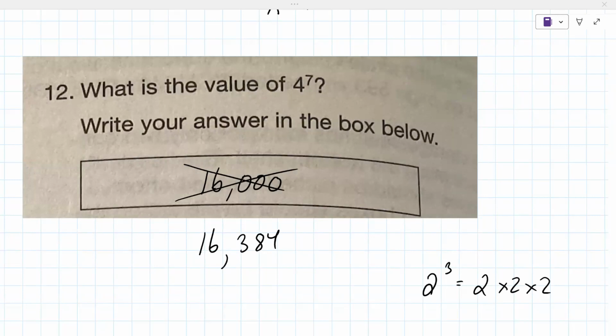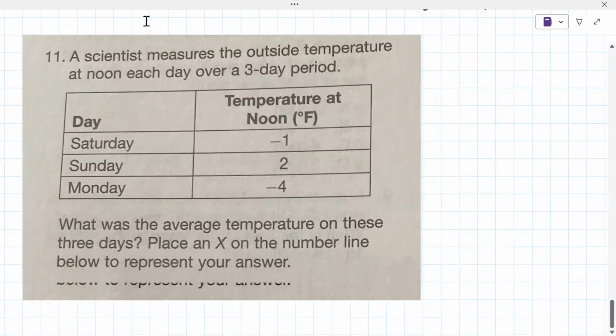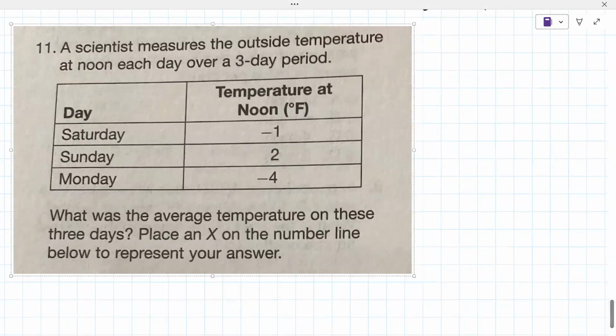All right. Let's do one more here. We're gonna do 11. The reason we're doing this is because we've already done something like this. It says a scientist measures the outside temperature at noon each day over a 3-day period. What was the average, right? The mean temperature for the 3 days. So how do you find the average?